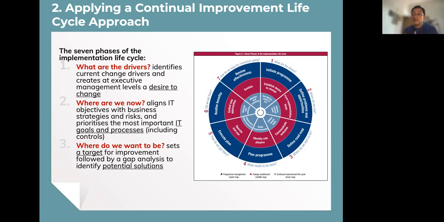Yeah, the target of maturity, target of capability for improvement. And then don't forget to perform gap analysis. So where are we now? Assess the right level, the existing, the as-is level of your organization. And then the third here is to set up the target: what level would you like to achieve in the future, and then perform gap analysis.